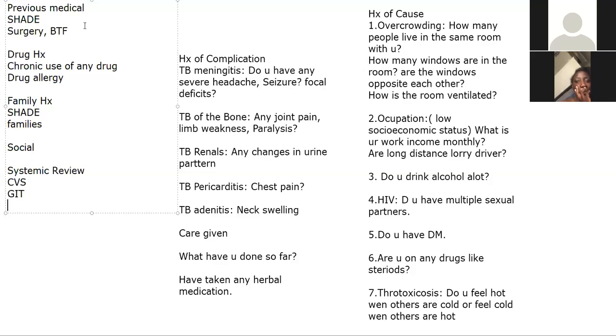Please, prior to this time, what have you done before coming to the clinic? Have you taken any medication, any herbal medication or concoction? Have you done any investigation? Have you done any TB test before? Any history at all done before? I would like to know.